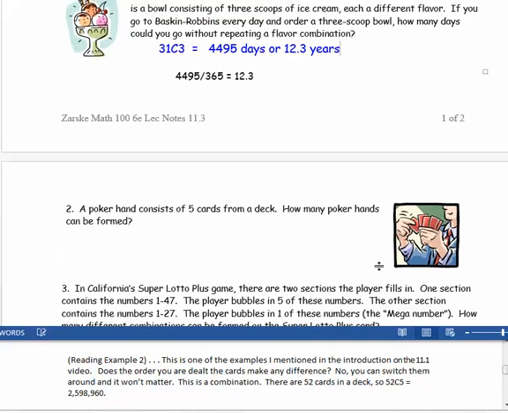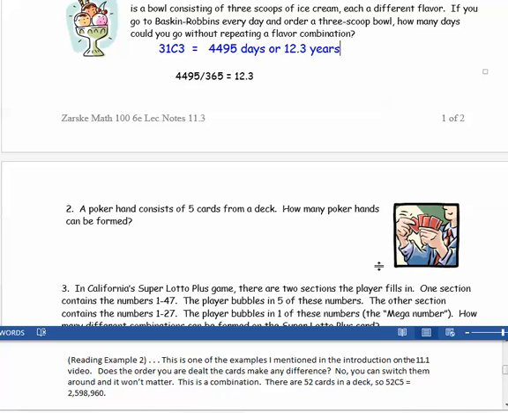Example 2 says a poker hand consists of 5 cards from a deck. How many poker hands can be formed? This is one of the examples I mentioned in the introduction on the 11.1 video. Now we can figure it out.